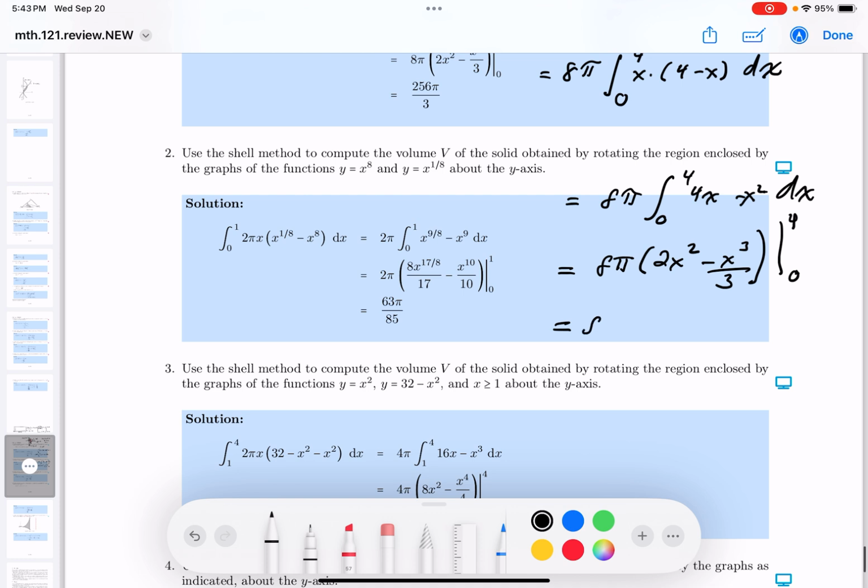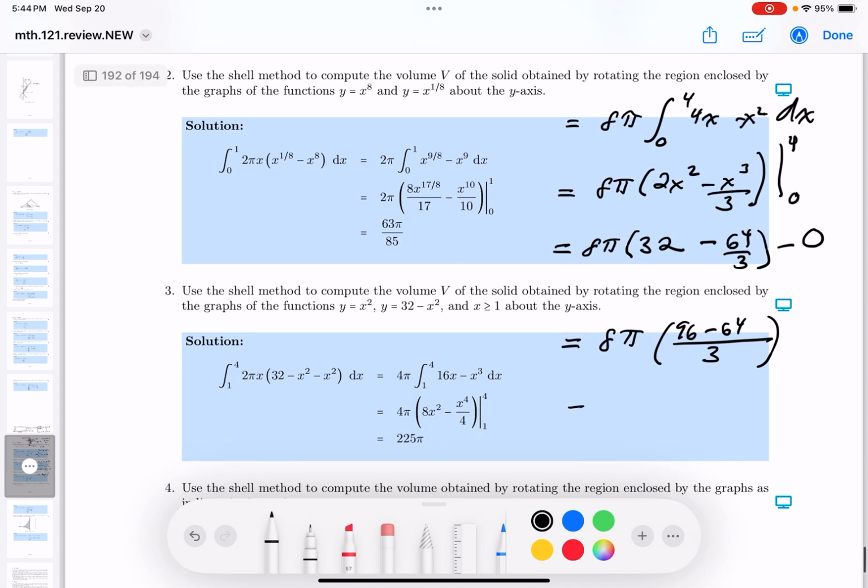What do you get? 8 pi. If I put a 4 down, what do you get? You get 2 times 16, which is 32. And then you're going to get minus 64 thirds. Now, if I do the lower limit, I notice if I plug in 0, I would just get 0. I've got some work to do here. I'll write this down for you. It's 8 pi. The common denominator would be 3. And what do you get there? 3 times 32 is 96 minus 64.